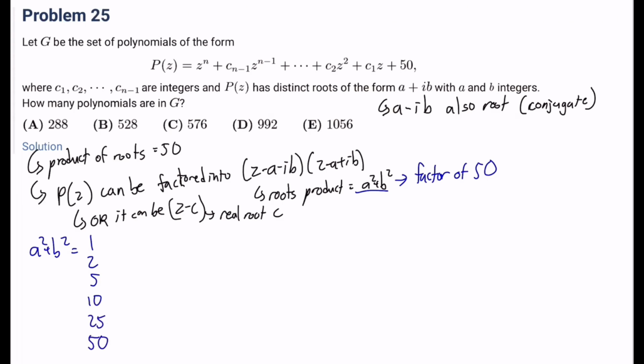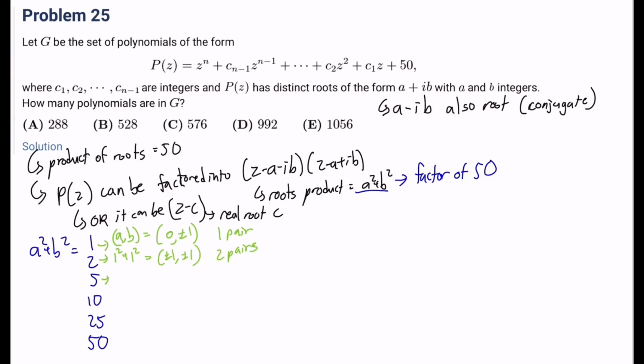So if A squared plus B squared equals 1, then since B cannot be 0, that means A comma B is just going to be 0 comma plus or minus 1. So that's going to be just one pair. And for when it's 2, A comma B is just 1 squared plus 1 squared. So this can be plus or minus 1 comma plus or minus 1. So this is going to be 4 in total, so that's going to be 2 pairs.